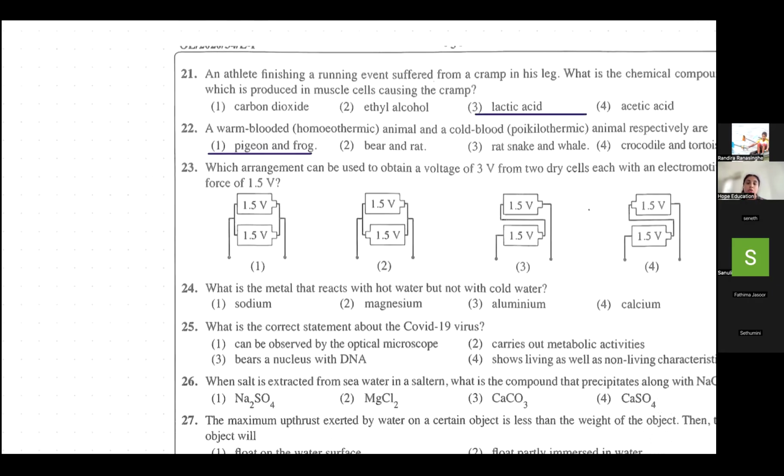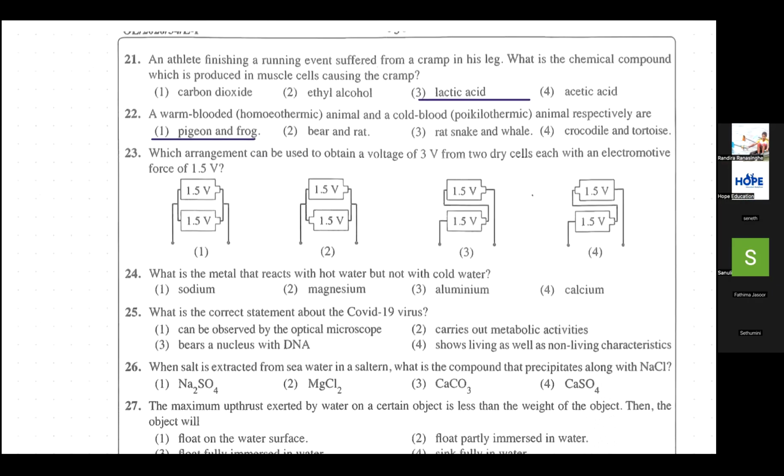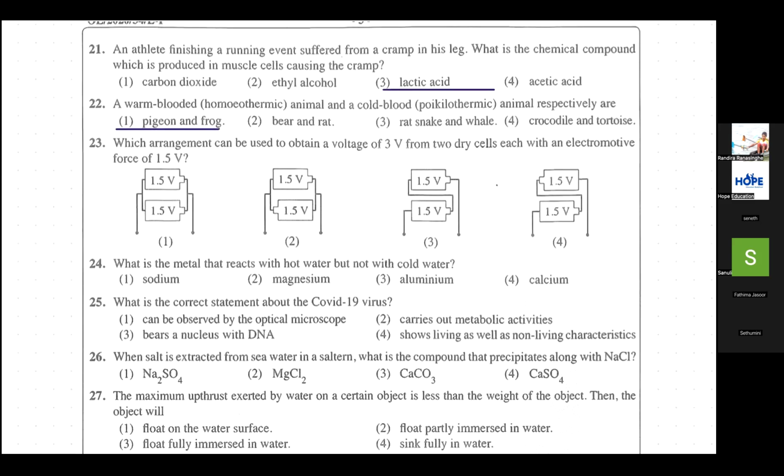Which arrangement can be used to obtain a voltage of 3 volts from 2 dry cells, each with an electromotive force of 1.5? This is similar to resistance. If we want to get 3 volts from two 1.5 cells, how would I connect it?